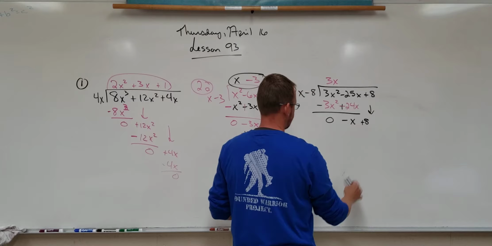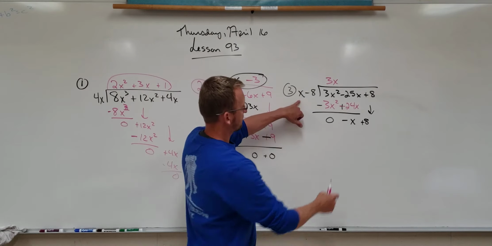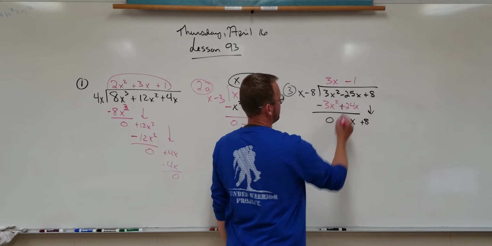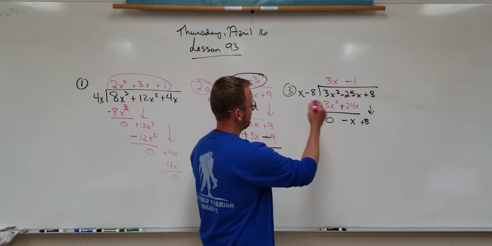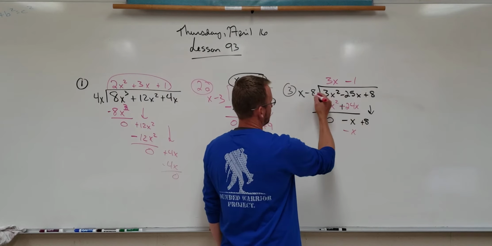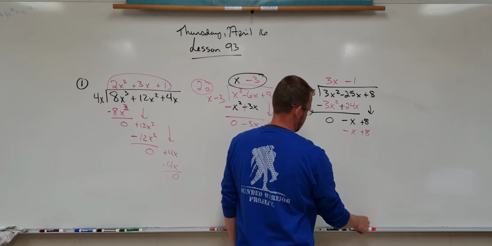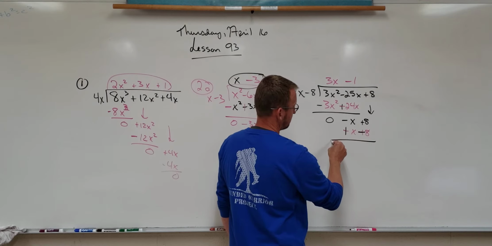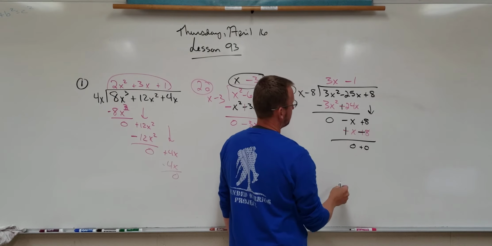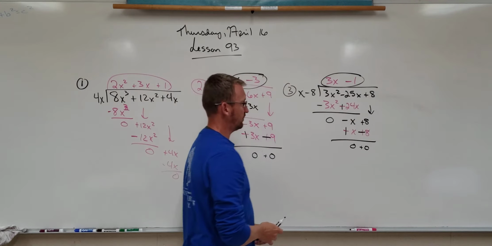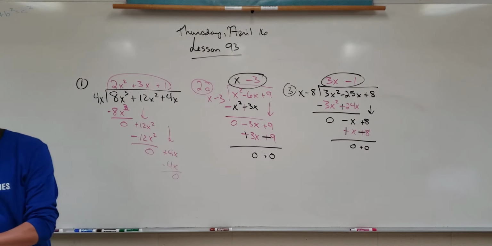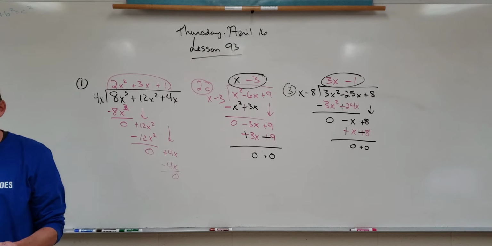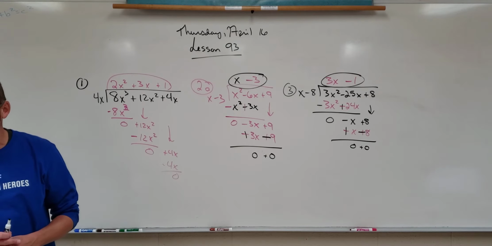Bring down the 8. x and x, this is a negative, which means I need simply a -1. So -1 times x, -x. -1 times -8 gives me a +8. Subtract, which changes our signs, gives me 0 plus 0, 3x minus 1. So far they've come out evenly. But what happens when they don't? Let's look at example 5.